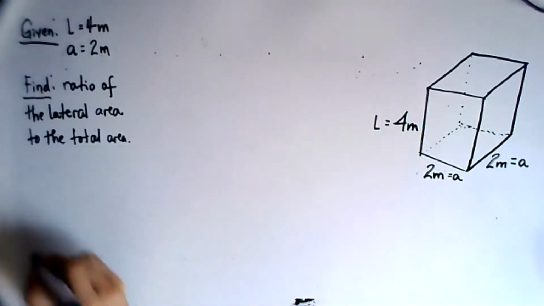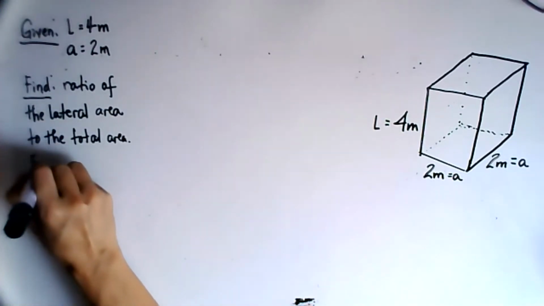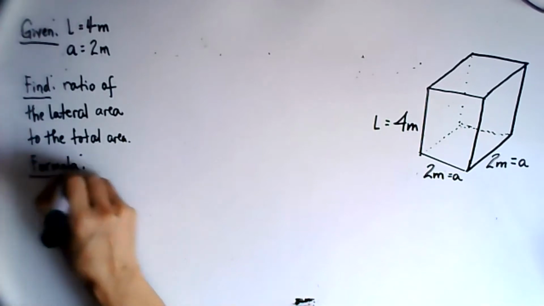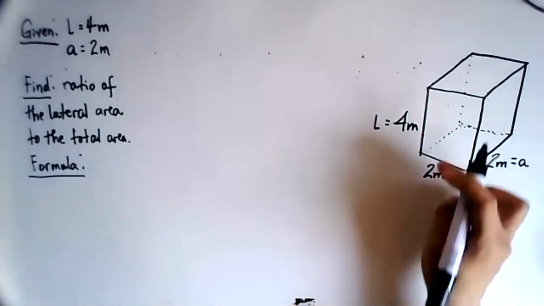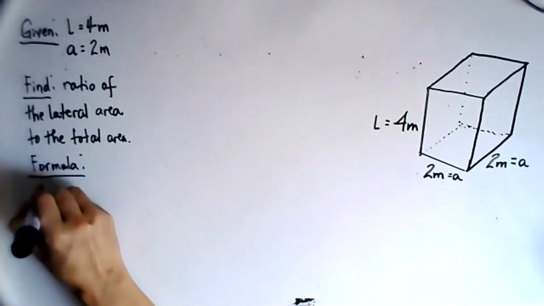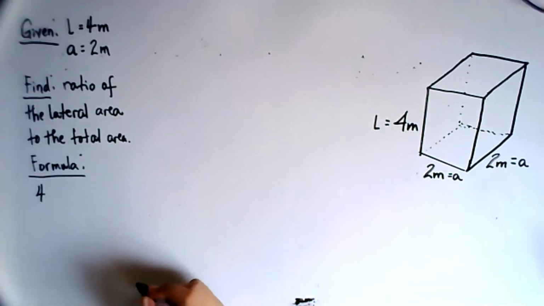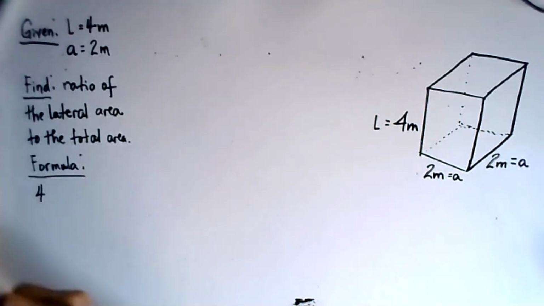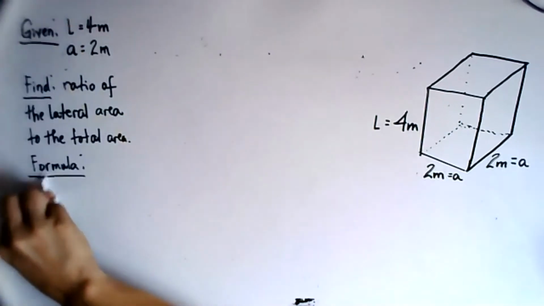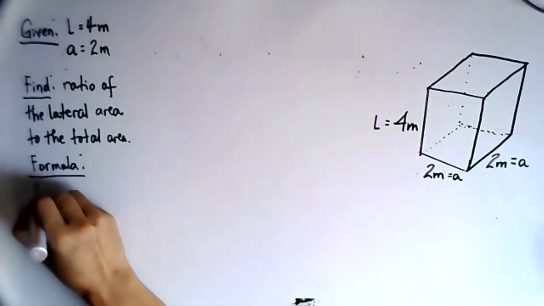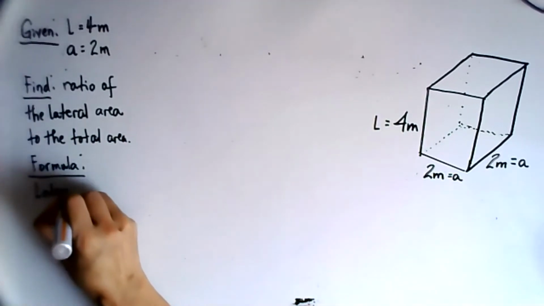Okay? So for us to determine the lateral area, how many faces do we have? We have 4 faces. And you multiply it by the area of one face. So that would mean we have lateral area.